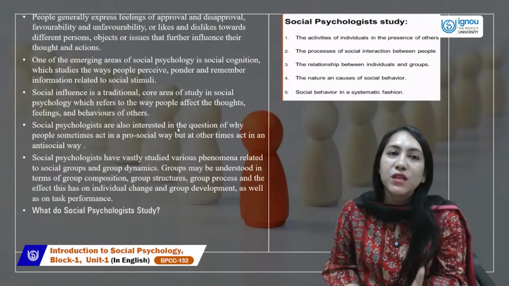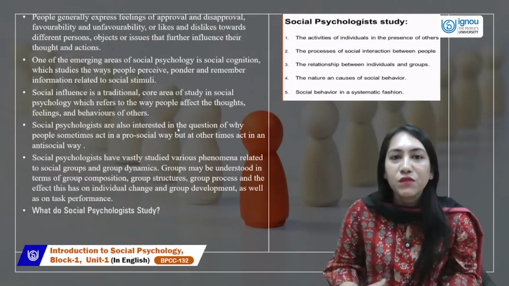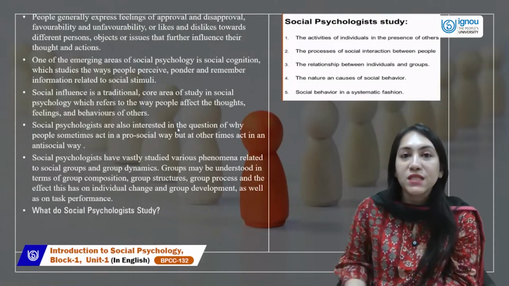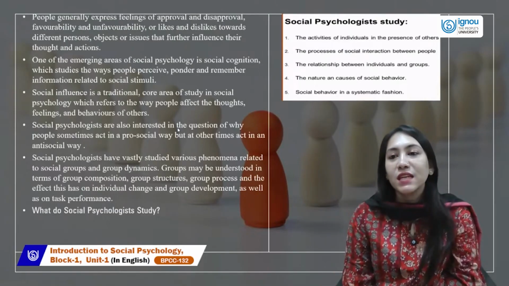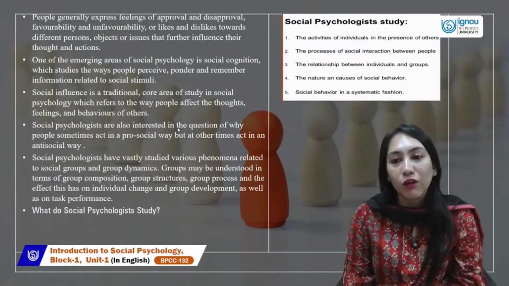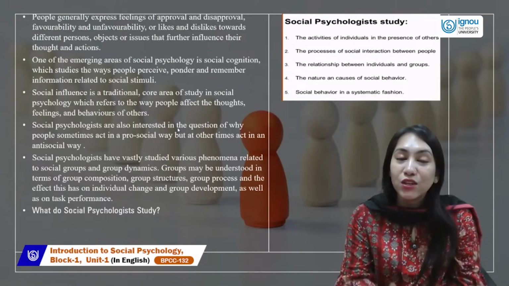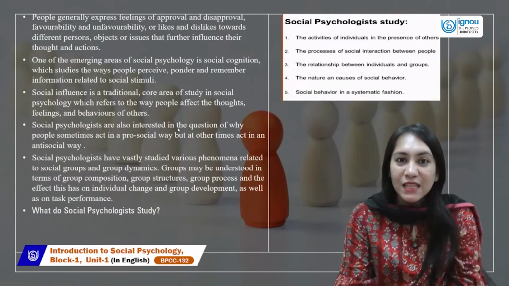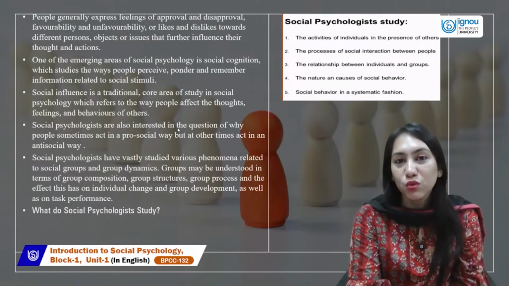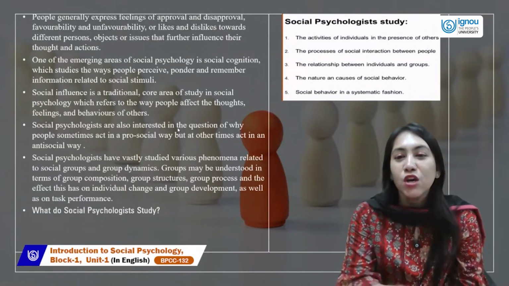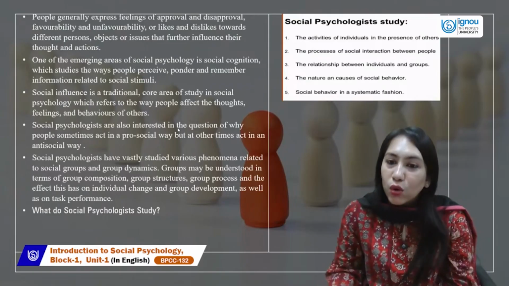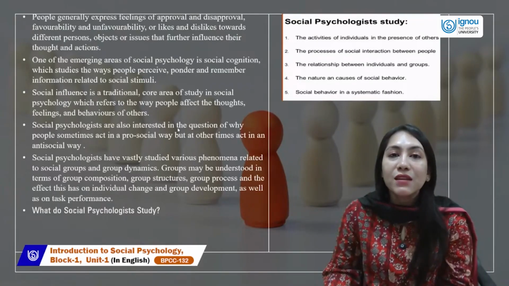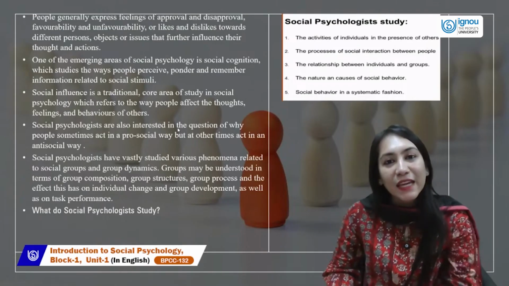Then the relationship between individuals and groups: how individuals behave in a group, what kind of group. We can study different kinds of groups around. We can study what makes this group, what makes a conflict in this group. Then we study the causes of social behaviors. These social behaviors could be anything from pro-social behavior, altruistic behavior, to hostile or antisocial behavior. Also, social behavior is studied in a systematic pattern, so it's a scientific study.